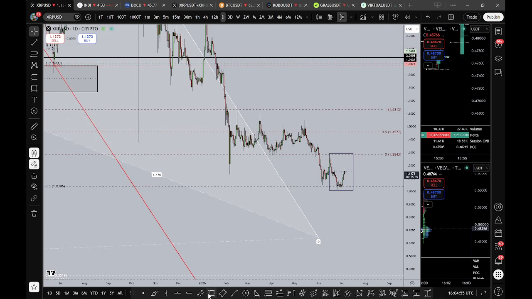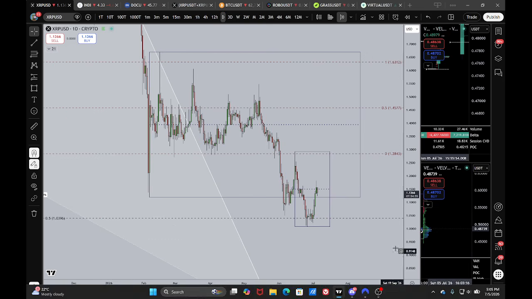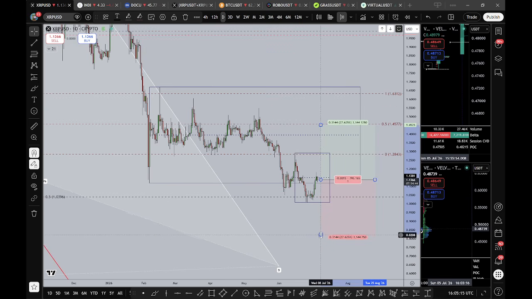And obviously we have this range here. So if you're gonna get a pullback, you would hope we get a pullback to like this range of sorts here. So with that entire picture in mind, your safer entry here would be above this, right at the end of the day.